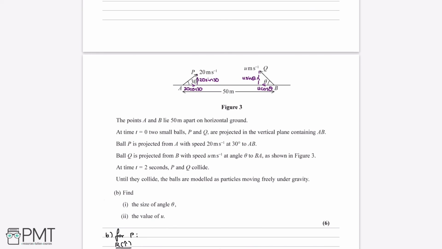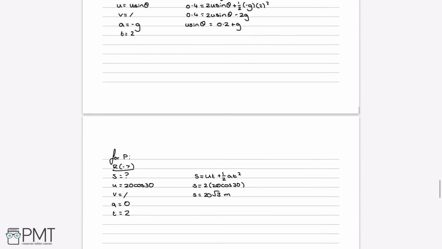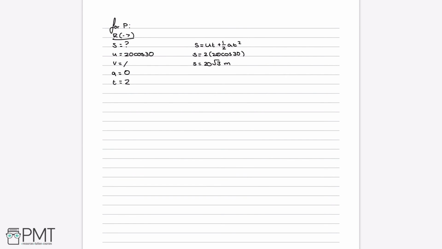And now if we look back up at our diagram, we know that the distance between A to B is 50 meters. And so if A to the collision is 20 root 3 meters, the collision to B must be 50 take away 20 root 3. And so if we were to go back now and resolve, we want to resolve in the other way for Q, if we specify that this is for Q. We want to resolve in the other way just because that's the direction that Q moves, so it's easier, we don't have to make things negative or anything. We know that the distance is 50 take away 20 root 3.